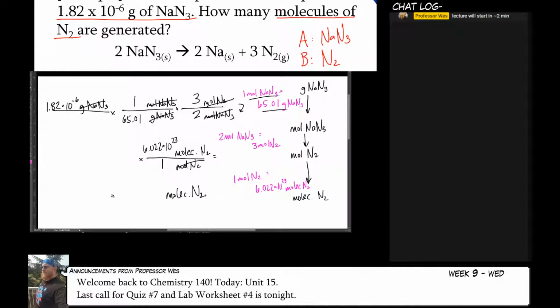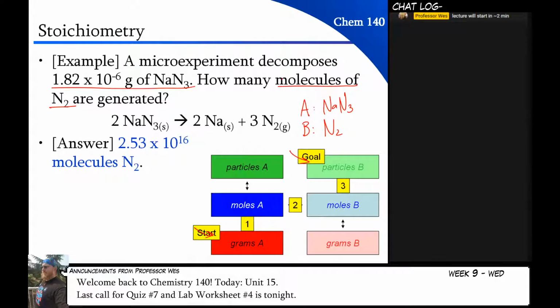So we put it in the calculator, and what do we get? 1.82 times 10 to the minus 6 times 3 times Avogadro divided by parentheses 65.01 times 2. And I get 2.53 times 10 to the 16 molecules of N2. So even though I'm using a microsample, I still have tons of molecules because, again, molecules are really tiny.